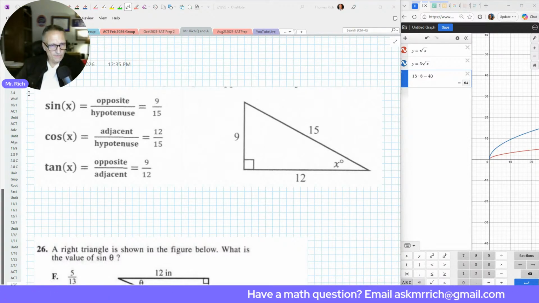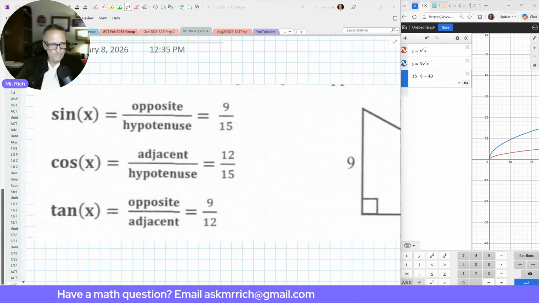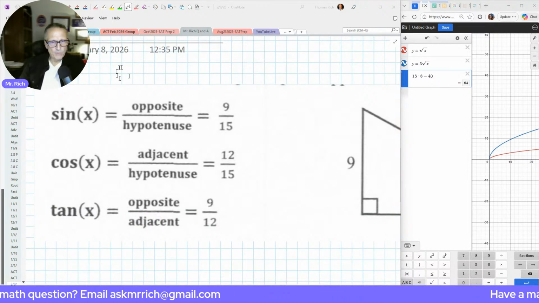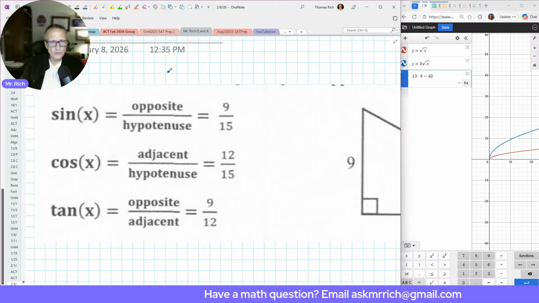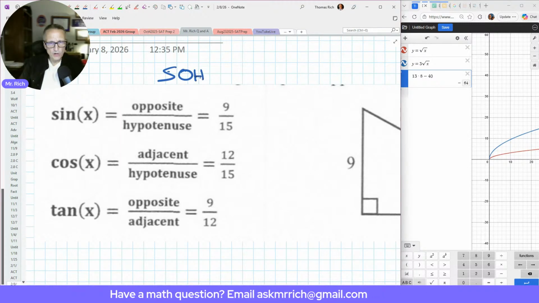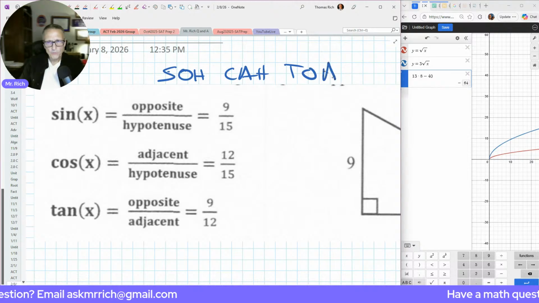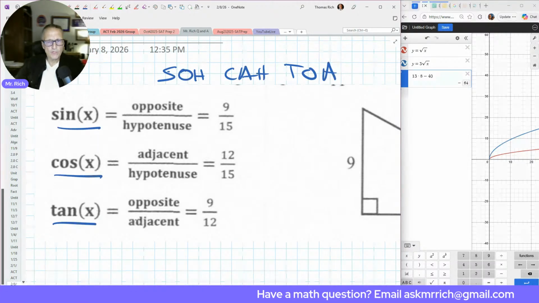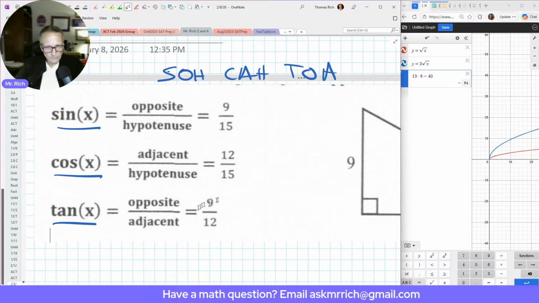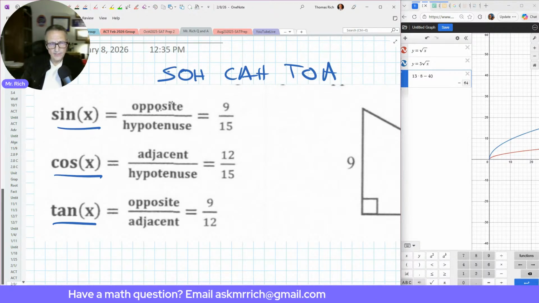The first thing that you obviously need is to know SOHCAHTOA. You need to know what the ratios are for sine, cosine, and tangent within a right triangle. Your teacher probably taught you this acronym in geometry to help you memorize the three ratios for the three trigonometric functions. The O, the H, and the A stand for opposite, hypotenuse, and adjacent.